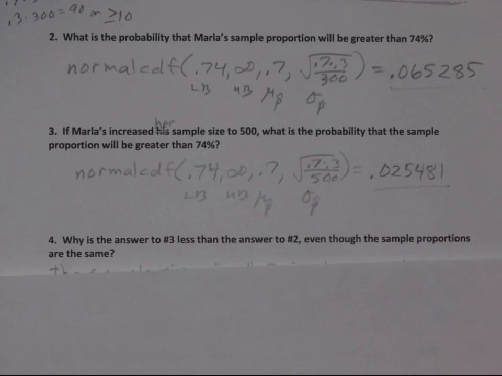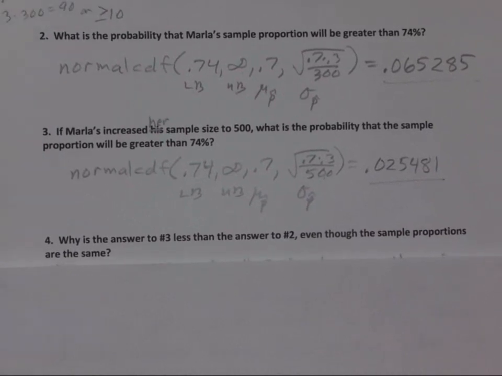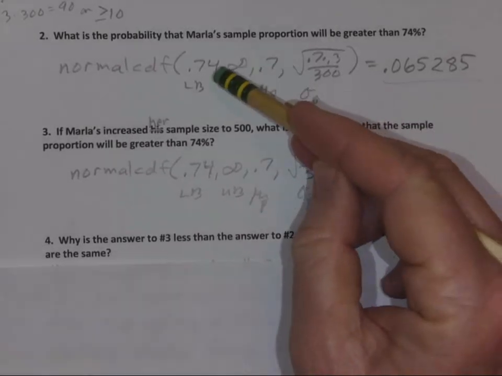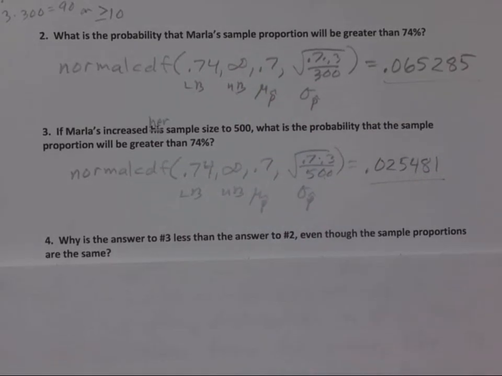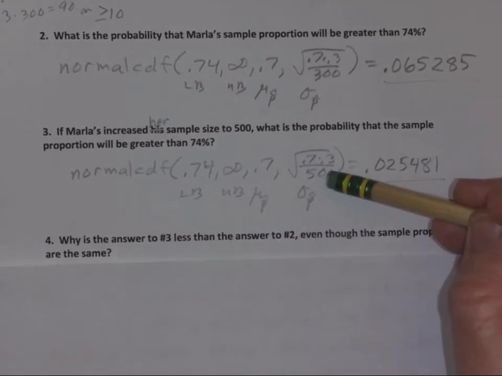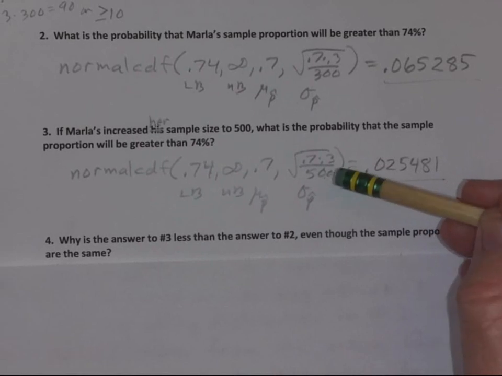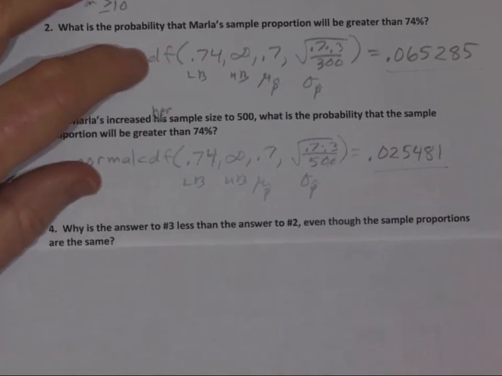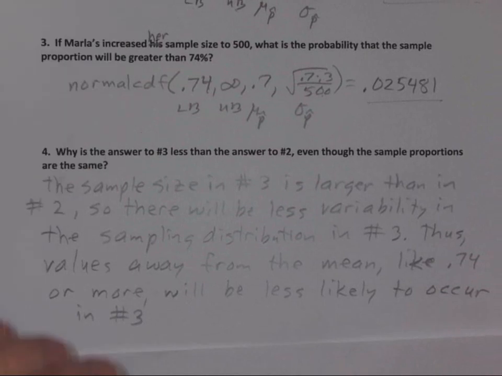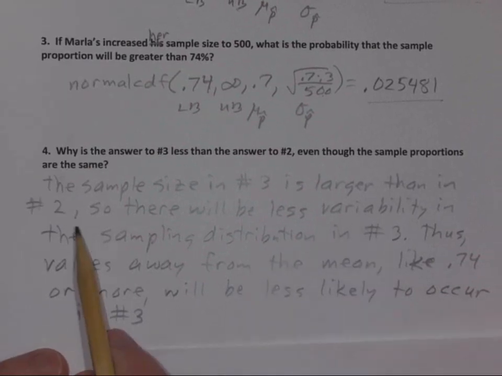And then the last question of this part is, why is this answer, number 3, less than that, even though the sample proportions are the same? The sample proportions are 0.74. The reason is the increased sample size makes our standard deviation go down. We have less variability. And so the way you would word this is, the sample size in number 3 is larger than in number 2, so there will be less variability in the sampling distribution in number 3. Thus, values away from the mean, like 0.74 or more, will be less likely to occur in number 3.